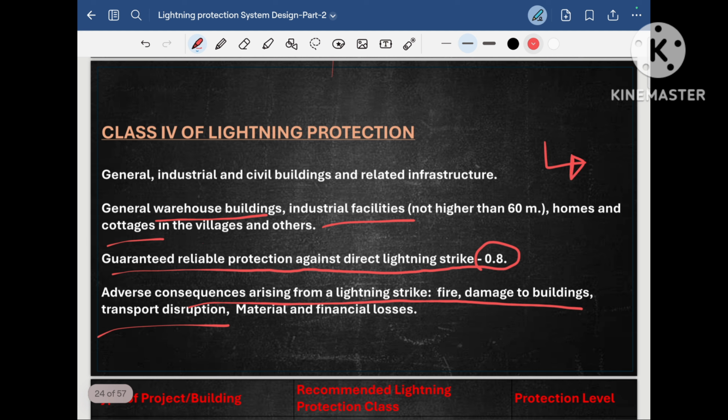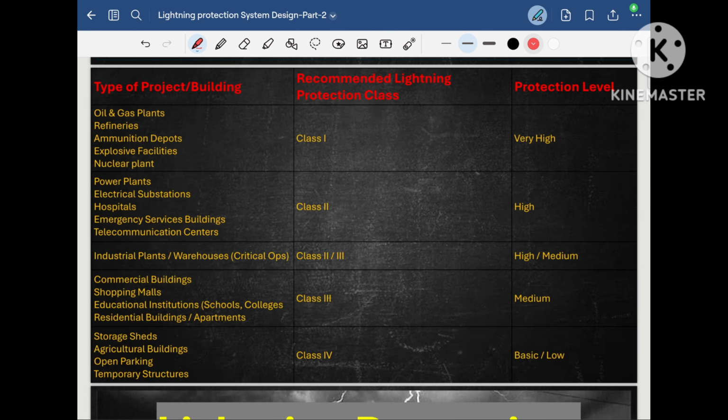Because in class 3, suppose lightning strikes any power station, it will affect the whole area which is fed from that substation. But in class 4, it will damage that small home or villa or cottage or those warehouses or industrial facility, but it will not affect the others. So such types of buildings and facilities require class 4 protection.